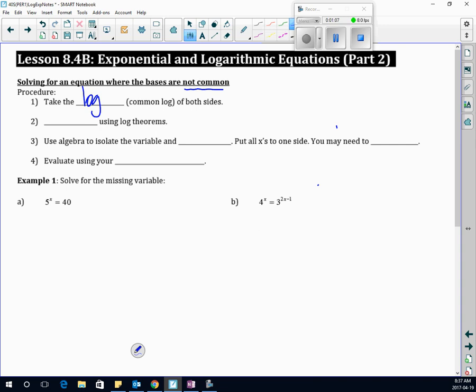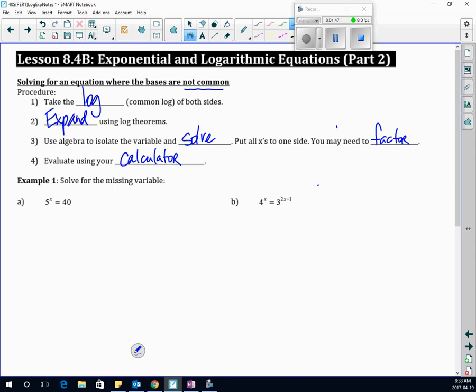And you are going to expand using the log theorems that we've learned. We're going to use algebra to isolate the variable and solve. How we're going to do this, we're going to put all the x's to one side. And anytime you get stuck, it's probably because you need to factor in order to do this. And then, of course, evaluate using your calculator. The last step would be using your calculator, because there's no way that you'll be able to solve this without. Okay, so 5 to the power x equals 40.